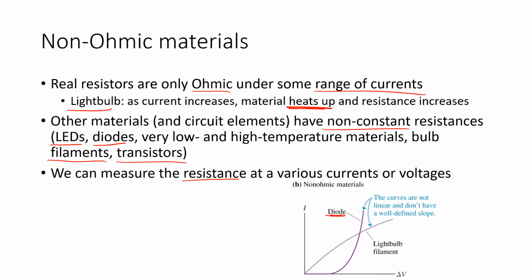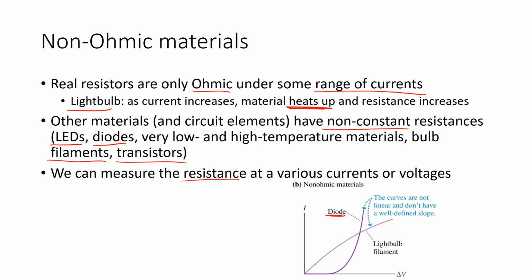For example, with our diode here, as we increase the voltage, we get no current, and then after a certain voltage, the current increases a lot. So our diode starts out with high resistance, and then the resistance is going to decrease at higher voltages. Our light bulb filament is going to behave the opposite way.